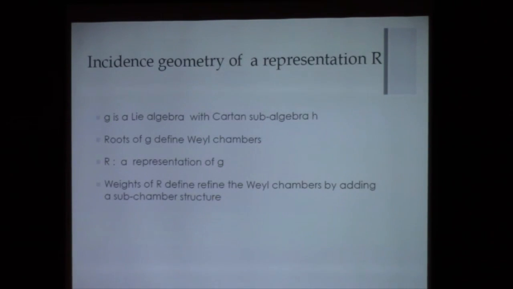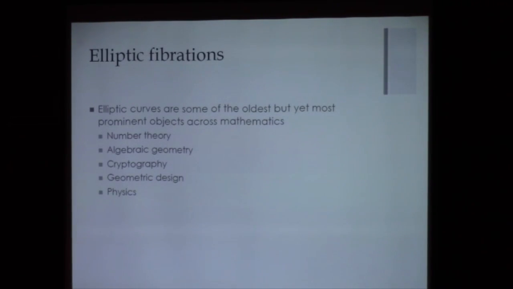Now we want to describe a geometry using this mathematical object. We have a Lie algebra with roots and a Cartan subalgebra, and we have a representation. The roots and the weights of the representation define walls and chambers and subchambers in the Weyl chamber. Now we make a very big move. We were talking about things that have to do essentially with representation theory, and now we talk about geometry.